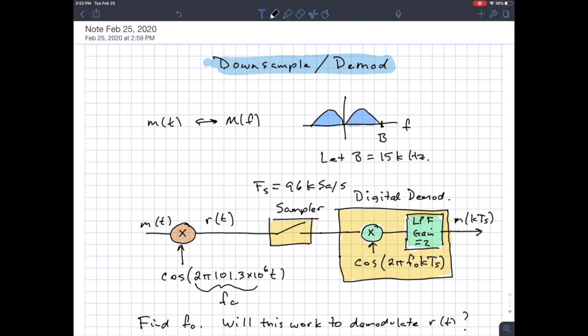This video is covering an example problem where we're doing a combination of downsampling followed by digital demodulation. The setup for the problem is that we have a message signal, M of t, that has a certain Fourier transform M of f. Here's the transform, and we see that we're assuming a baseband signal with a 15 kilohertz bandwidth.